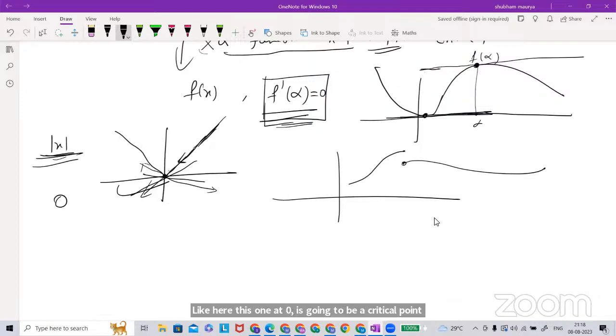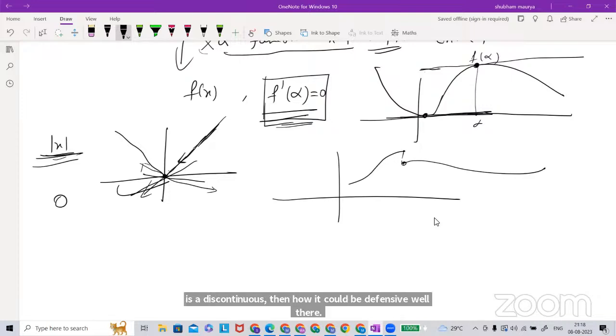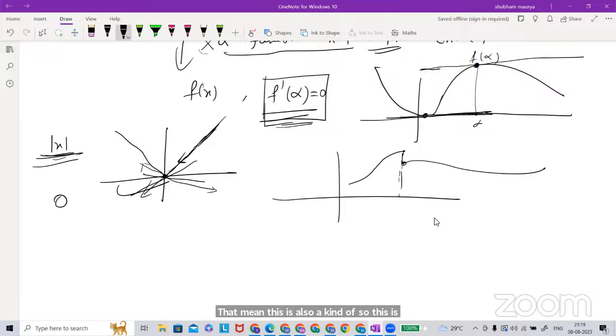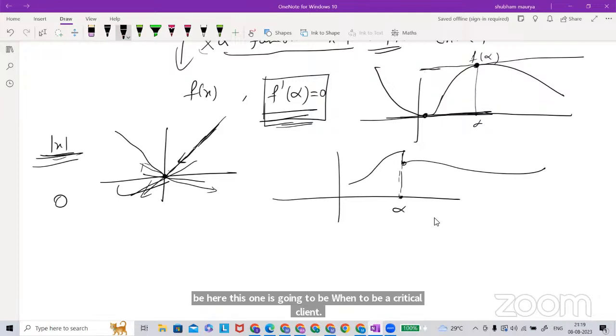Suppose your function is like this, and there is a break there. All of you know this is a discontinuous function. If it is discontinuous, how could it be differentiable there? That means this is also going to be a critical point. This alpha, or a, is in that case also going to be a critical point.